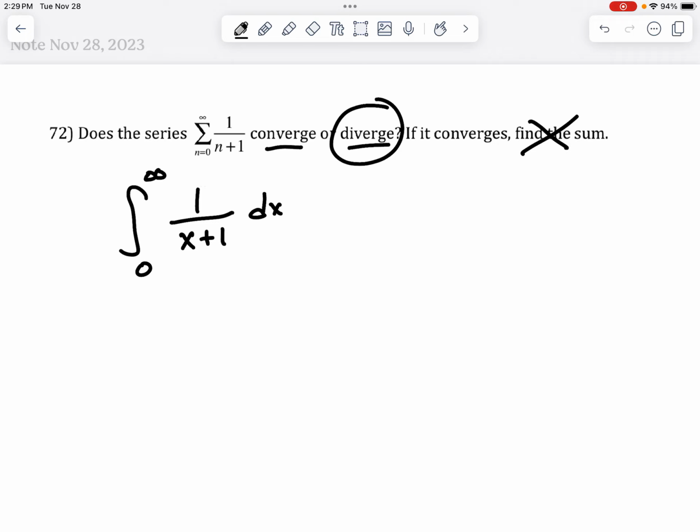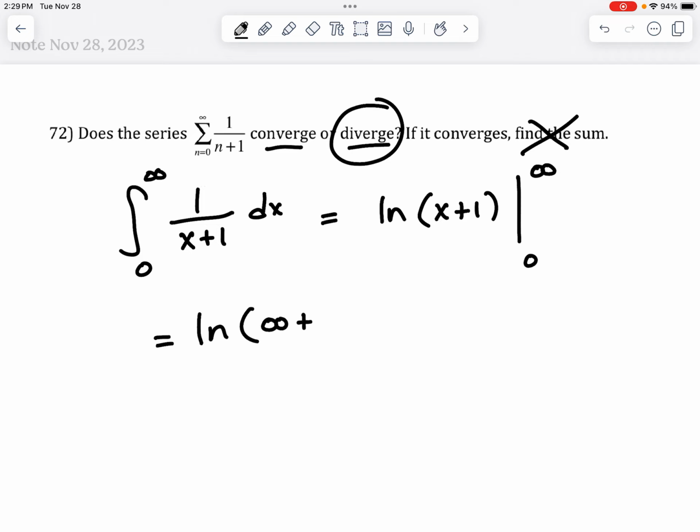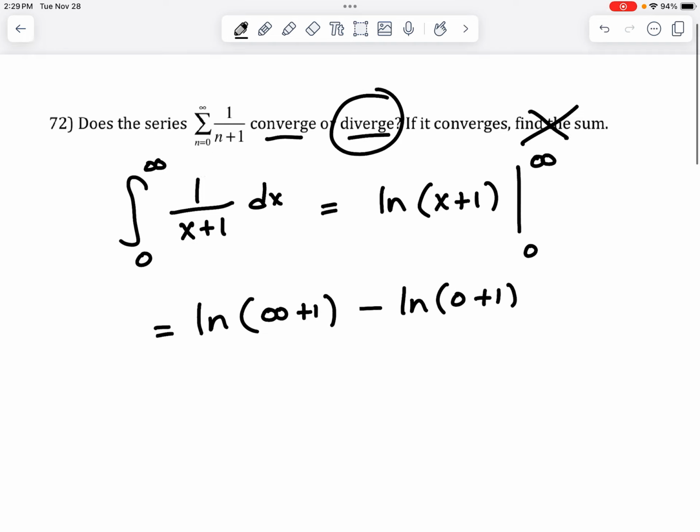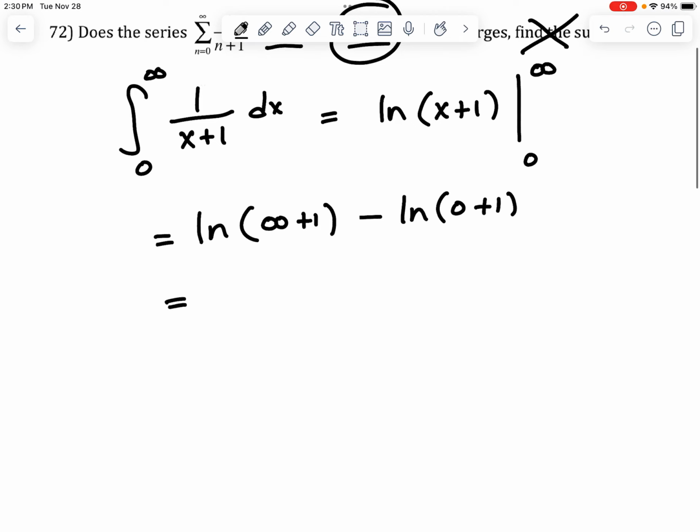And then this one is literally straightforward natural log. It's going to be natural log of x plus 1, and then evaluate that from 0 to infinity. And when you substitute infinity, that will be the natural log of infinity plus 1 minus the natural log of 0 plus 1. So that'll be the natural log of infinity minus the natural log of 0.